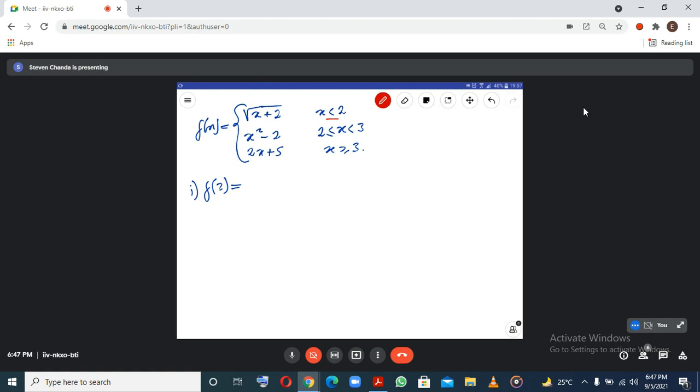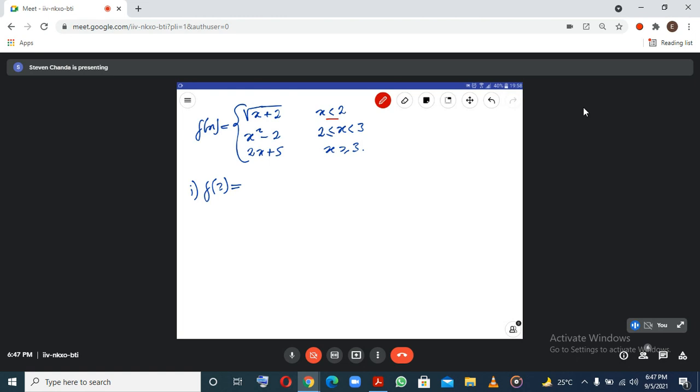So if you are looking for the value of f at x equals 2, do you use that function? No, you don't, because this particular function, the first one, only works when x is less than 2. Let's now check the second one.